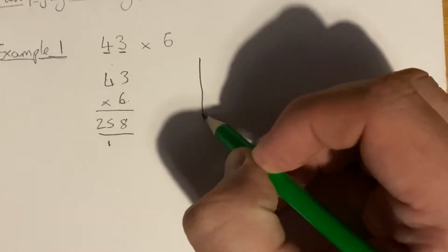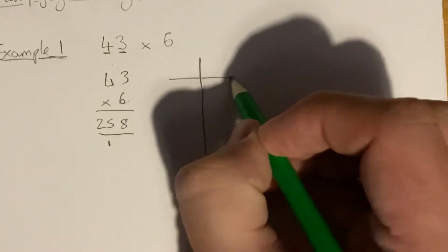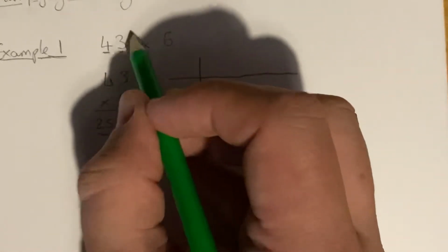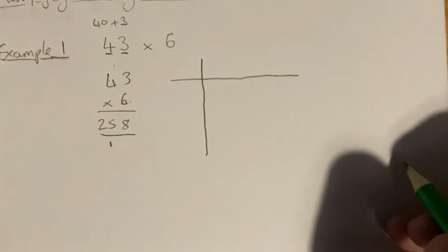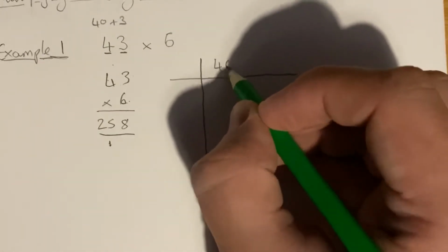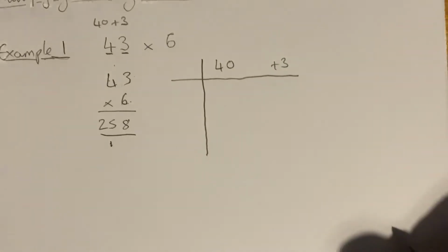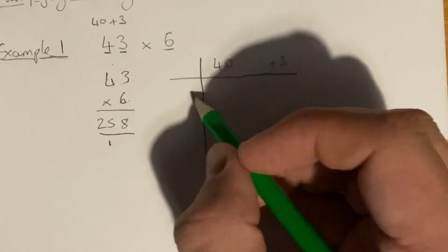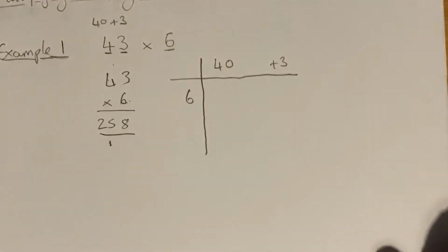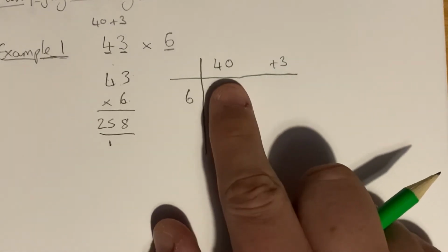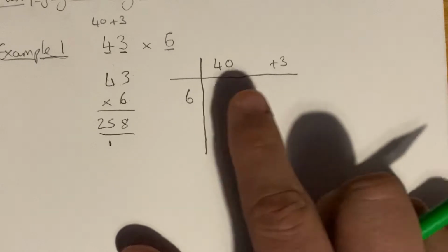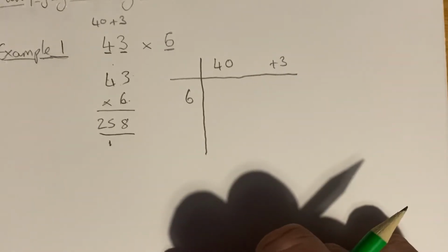So we're going to make a wee grid, like so. We're going to split 43 up into 40 plus 3, so I'm going to write this at the top of my grid, 40 and plus 3. And at the side, I'm going to put down my 6. I'm going to split this into two different calculations. First, I'll work out what 6 times 40 is, then what 6 times 3 is, and then add the two numbers together.